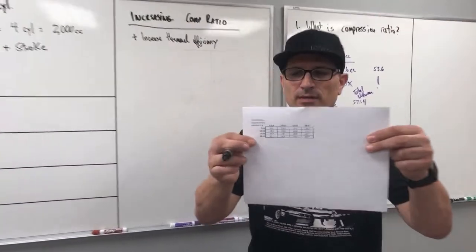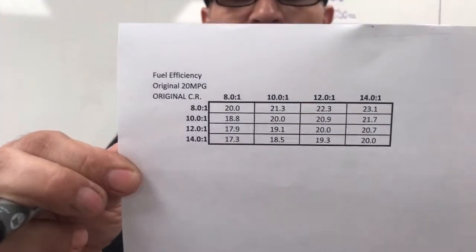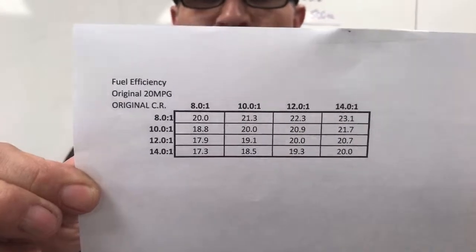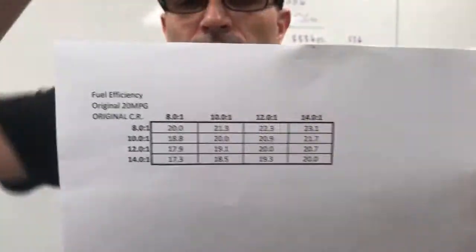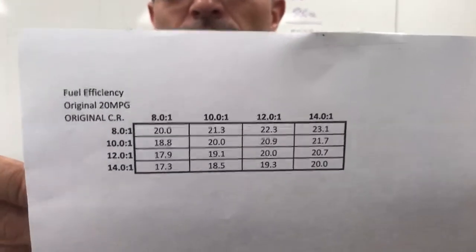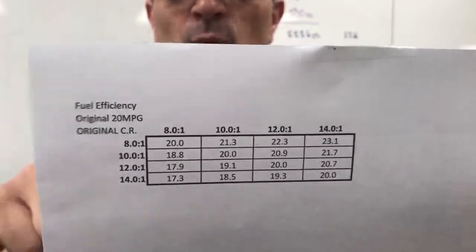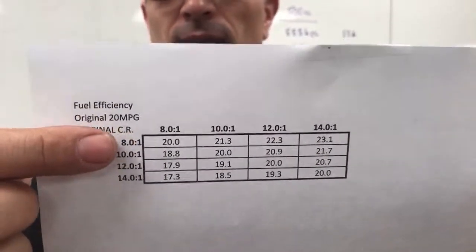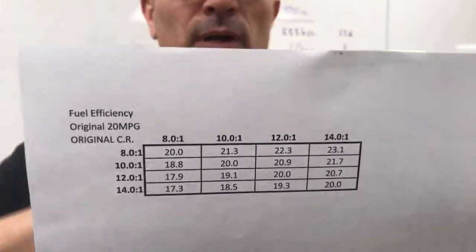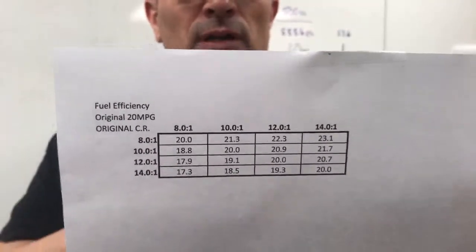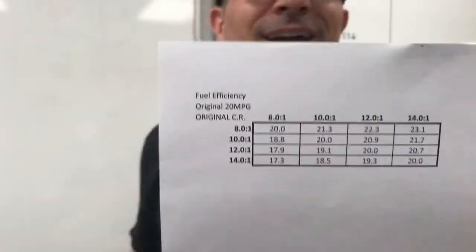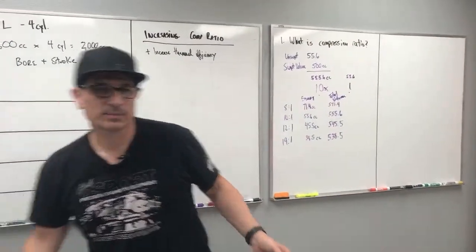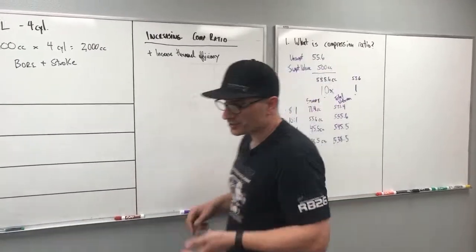Can you just zoom in on this? And I'll just talk over it. So this chart here shows what your original compression ratio was and then what your new compression ratio is. If the car originally had a fuel economy of 20 miles per gallon, and you had an 8-to-1 car and went all the way up to a 14-to-1, just the compression ratio change alone, you'd be getting 23.1 it looks from the back here. You'd be getting that much of an increase in fuel efficiency. So that's one of the great things about increasing your compression ratio.